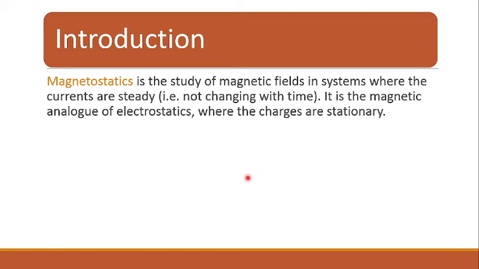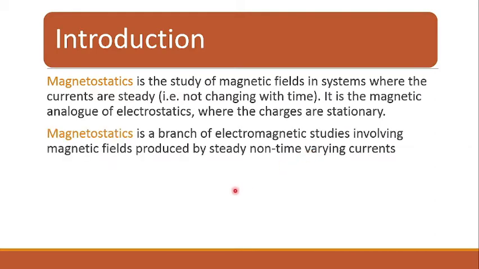So, magnetostatics is the study of magnetic fields in systems where the currents are steady, that is not changing with time. It is the magnetic analog of electrostatics where the charges are stationary. Magnetostatics is a branch of electromagnetic studies involving magnetic fields produced by steady, non-time varying currents.